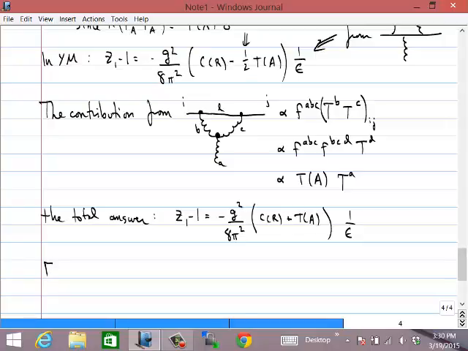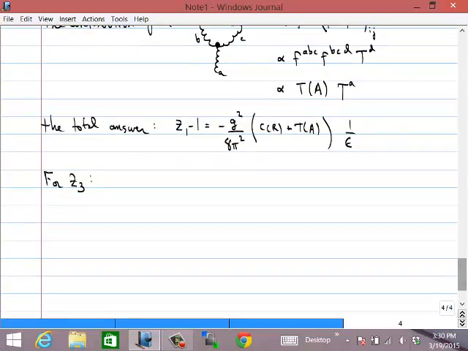Finally, let me very schematically sketch the computation for Z3. Z3 is, of course, the most interesting and non-trivial calculation. Z3 was the wave function renormalization of the gluon. So there's lots of stuff to worry about here. We need to calculate the corrections to the propagator of the gluon.